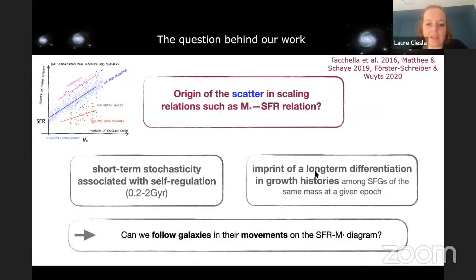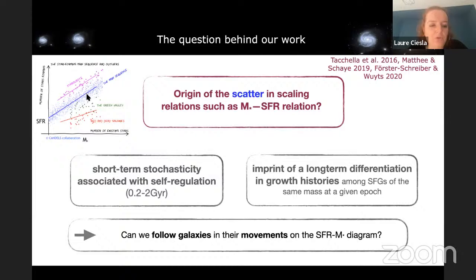But what is striking is that the scatter that you see here of the main sequence is found to be relatively constant across cosmic time and all stellar mass range. So it's about 0.3 dex. It's very interesting because we want to understand what is the origin of the scatter of the main sequence. Why is it more or less constant over cosmic time?